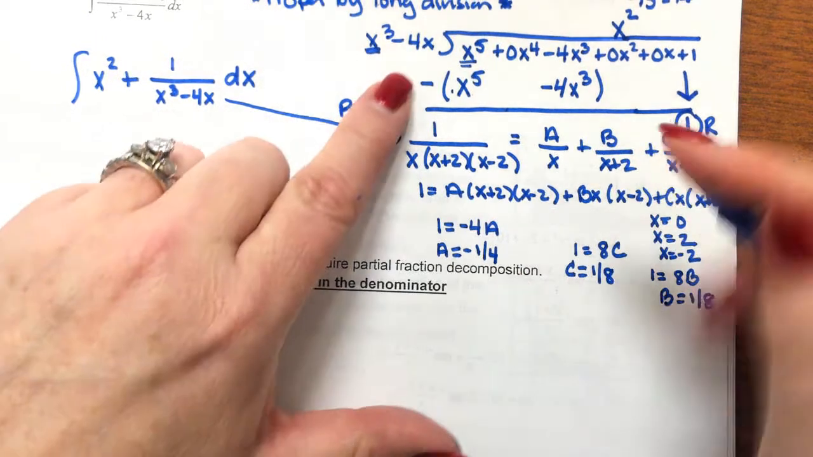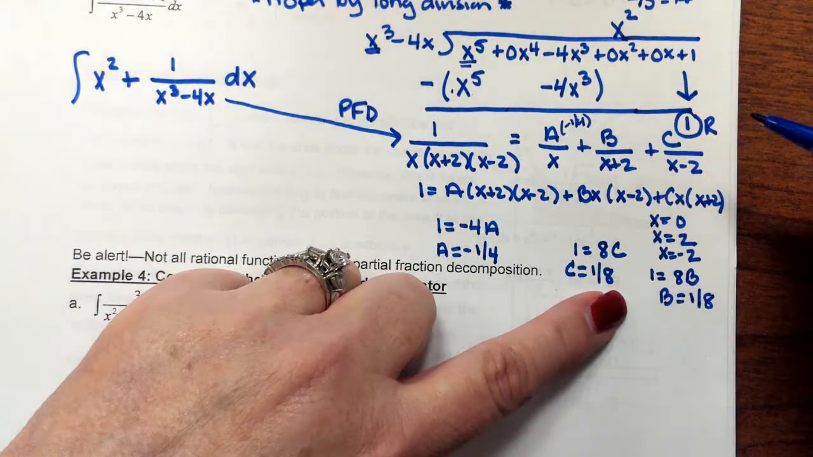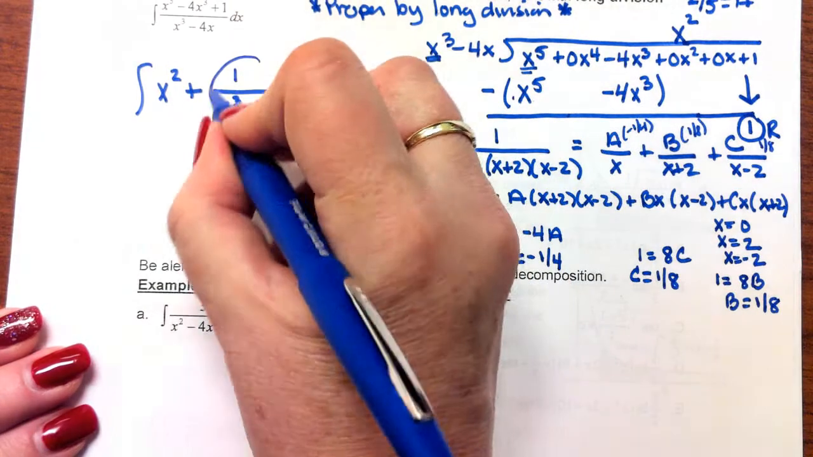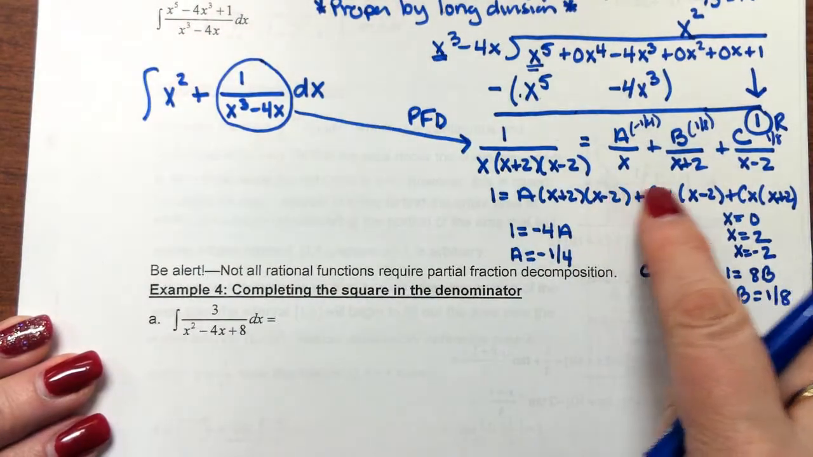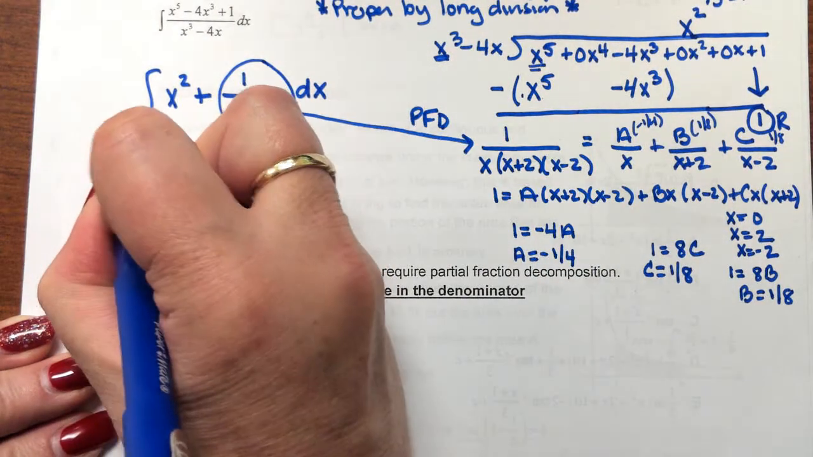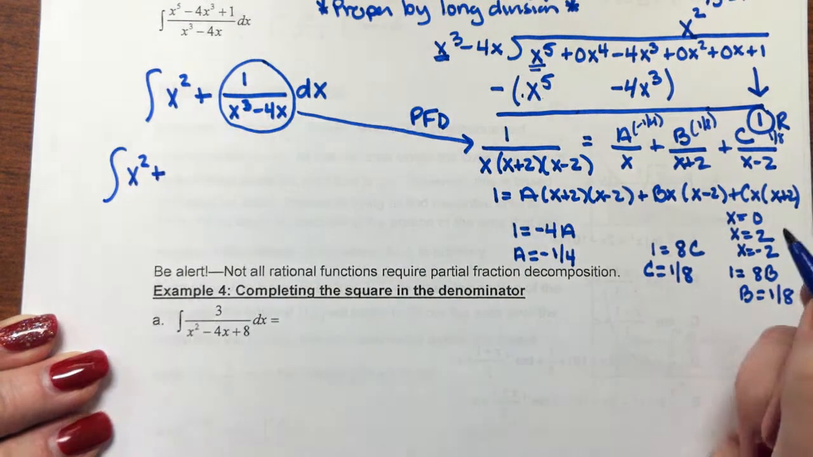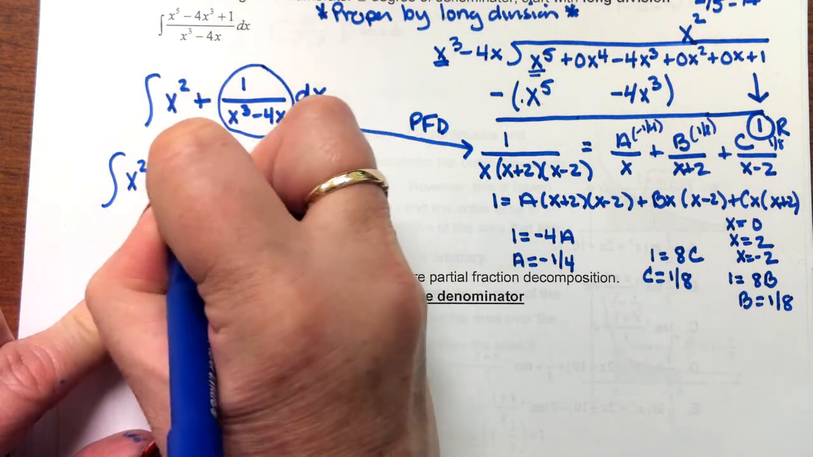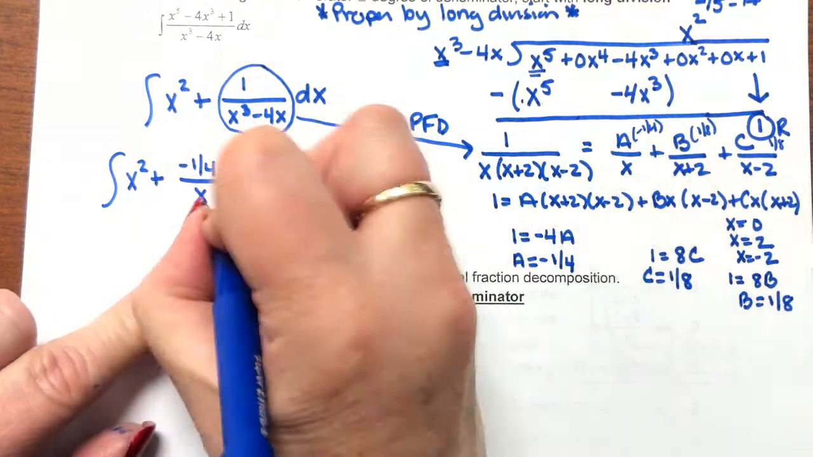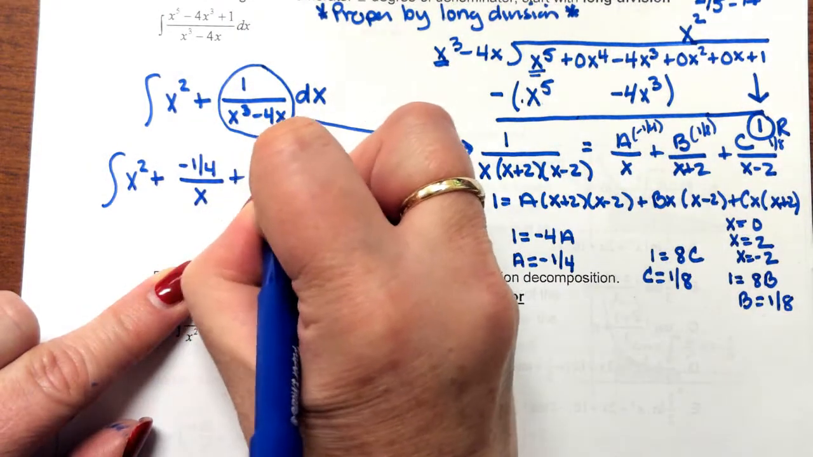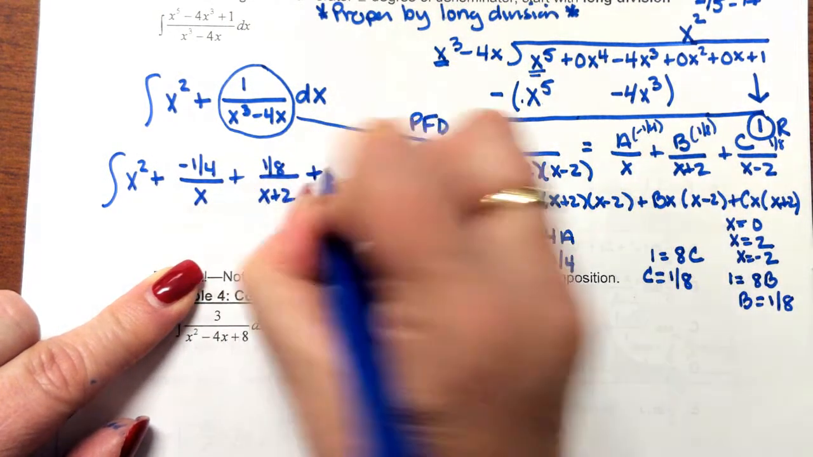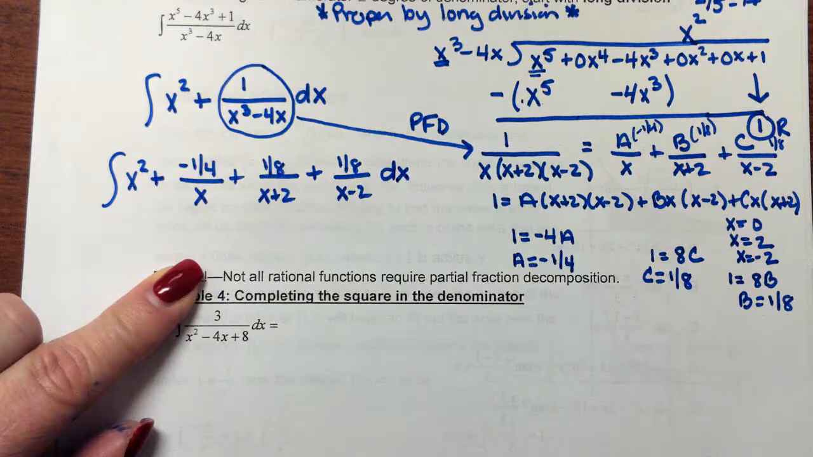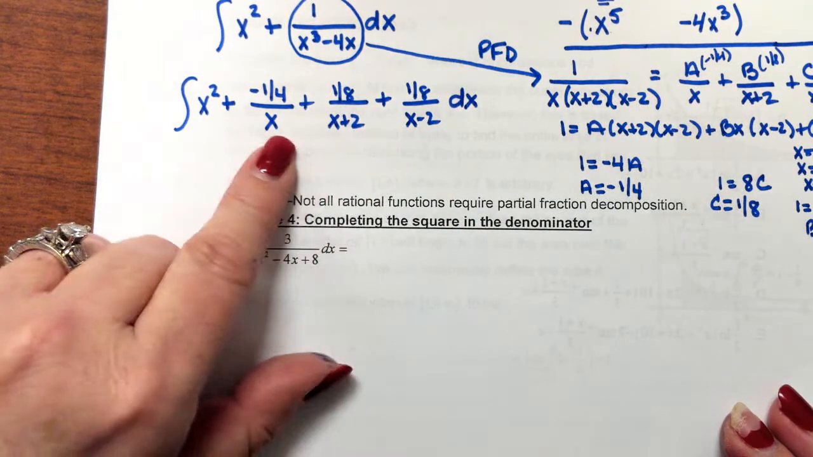So now I know my A is negative 1/4. My B is 1/8. My C is 1/8. So now I can rewrite this fraction in my integral into these 3 smaller fractions. So again, my integral is going to be x squared plus, I've got my A, which was negative 1/4, all over x, plus B, which was 1/8, over x plus 2, plus C, which is 1/8, over x minus 2 dx. So using your properties of integration, make sure you're careful with your constants.